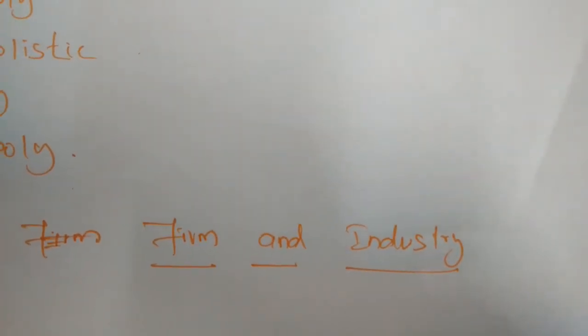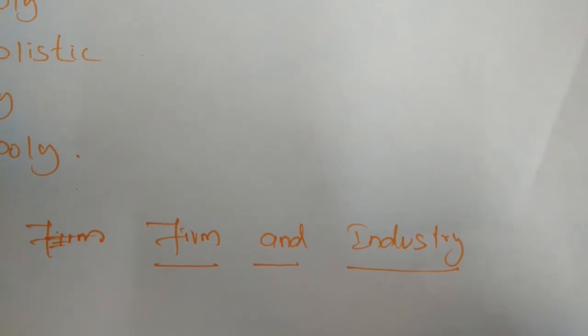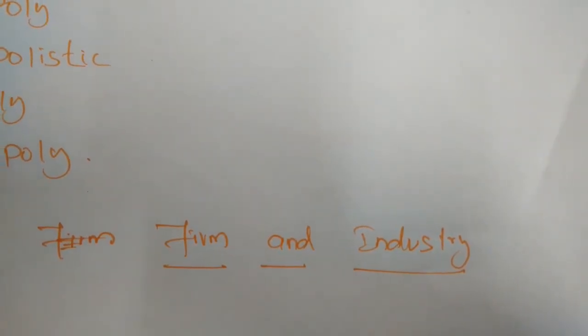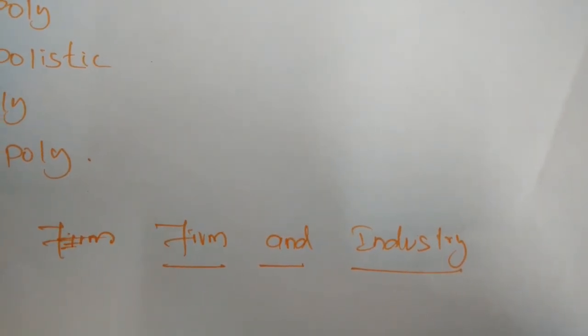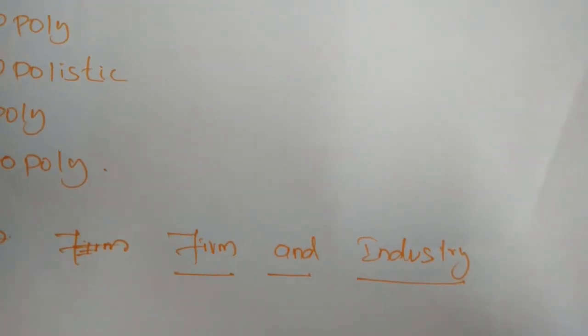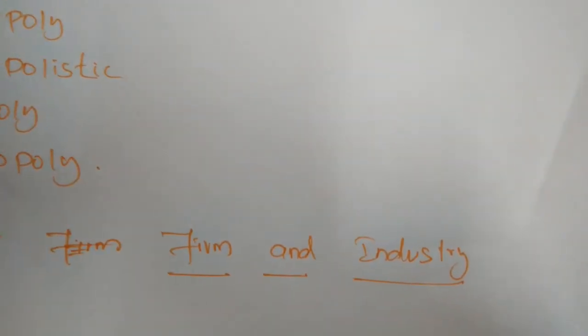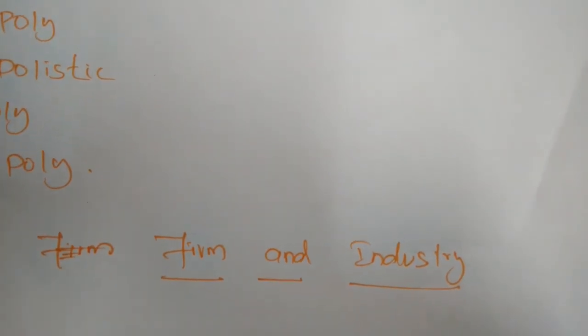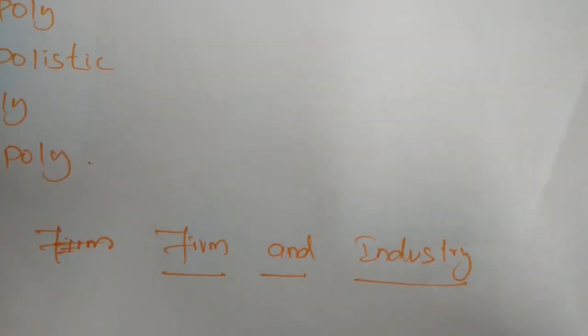An industry refers to a group of firms producing the same product or services in an economy. For example, a group of firms producing cement is called the cement industry. If a single company is producing cement, that is called a firm. Sankar Cement is one example. The Sankar Cement company alone is considered a firm, the cement firm.